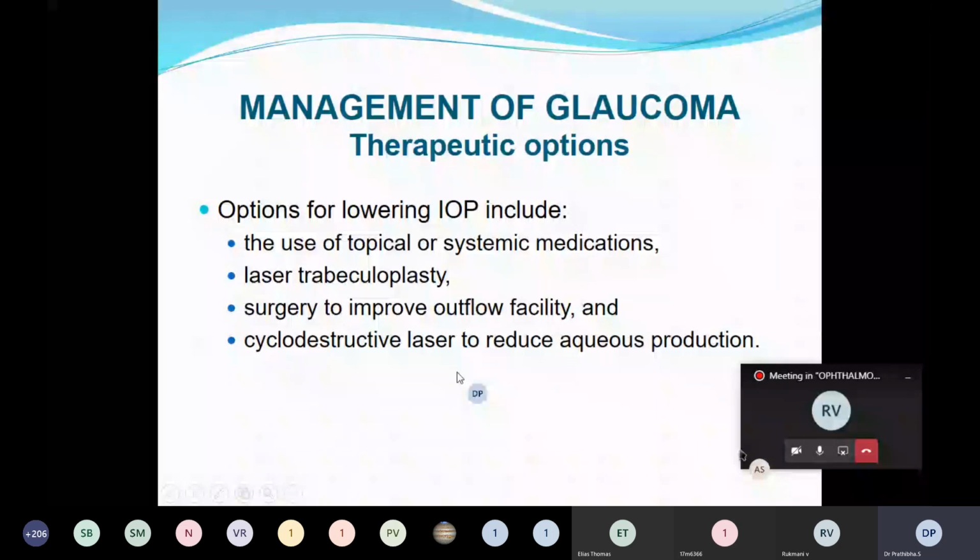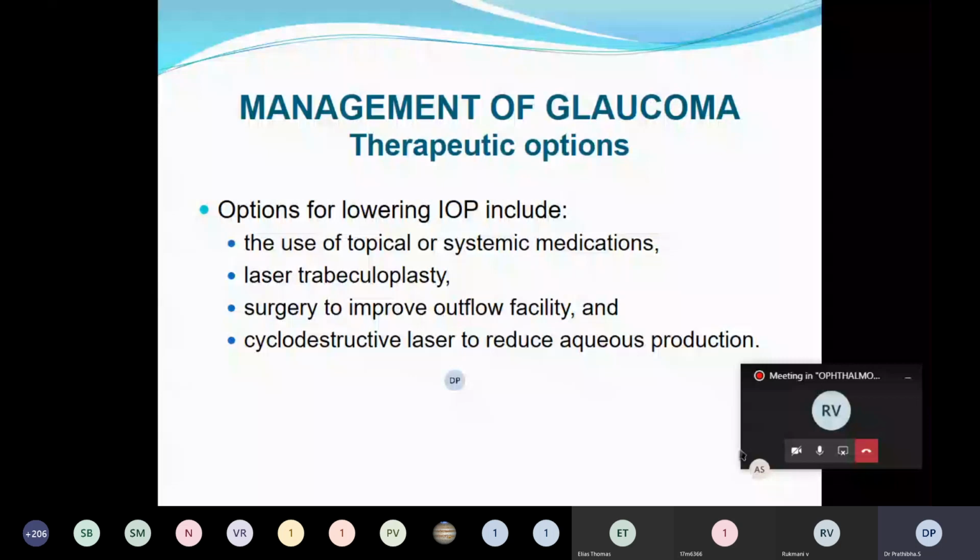A cyclodestructive procedure is one used in the end stage of glaucoma, where there is a painful blind eye. Then we go for a cyclodestructive procedure, where we destroy the ciliary processes themselves to reduce aqueous production. So this is about secondary glaucoma.